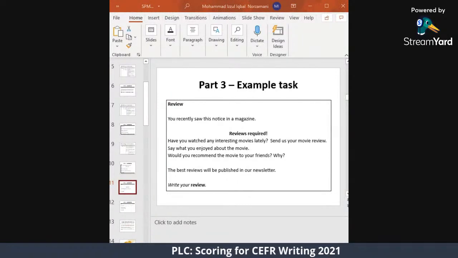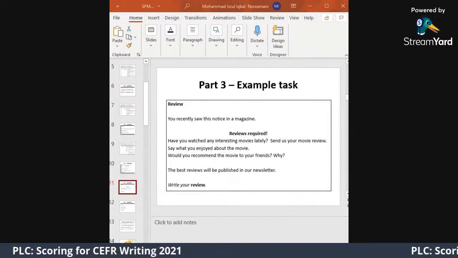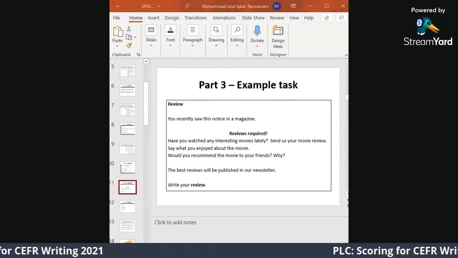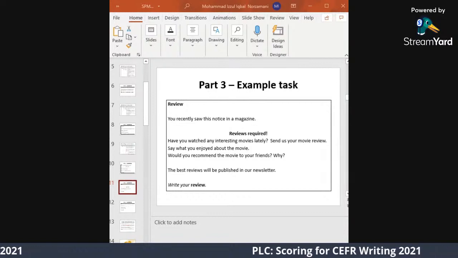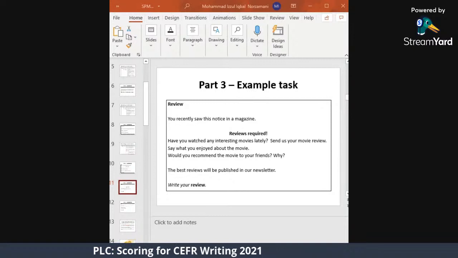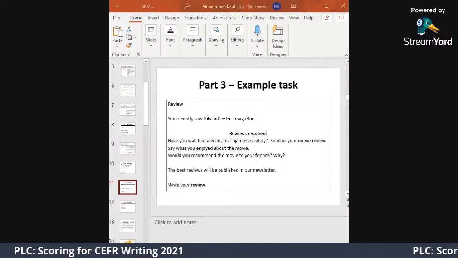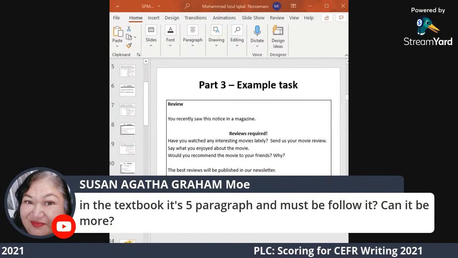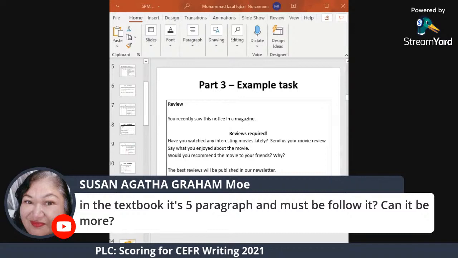Again, you have to. Why is the screen smaller? Okay, recommendation means you have to be persuasive. Like, why would you recommend the movie? Does it have a good plot, or is the genre very appealing to teenagers, or the reason should be convincing. Okay, I have a question from teacher Susan.